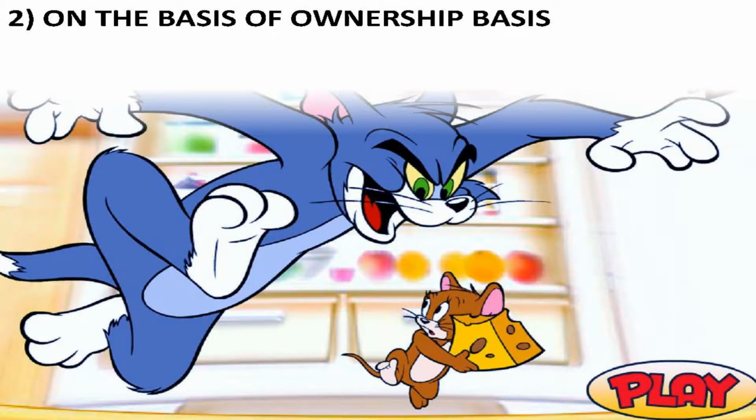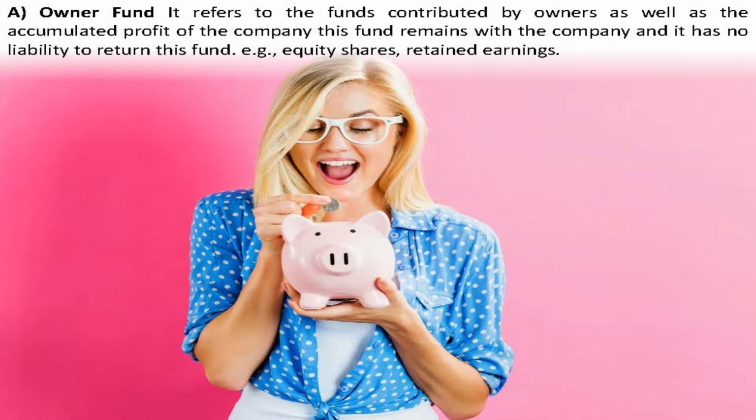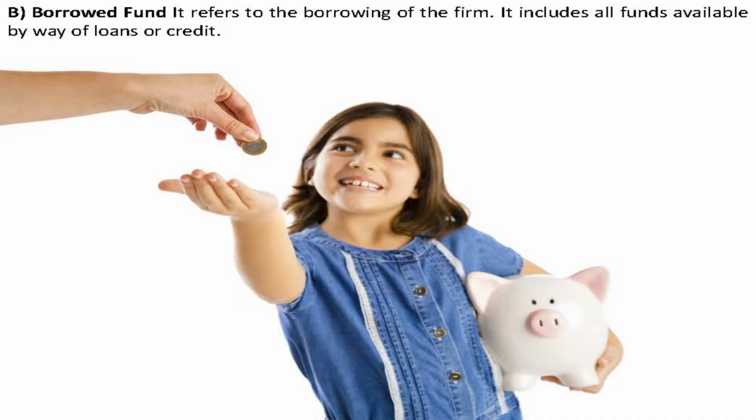On the basis of ownership. The first one, owner's fund. It refers to the fund contributed by owners as well as the accumulated profit of the company. This fund remains with the company and it has no liability to return this fund. Example, equity share, retained earning. On the basis of ownership, the second category, borrowed funds. It refers to borrowing of the firm. It includes all funds available by way of loan or credit.